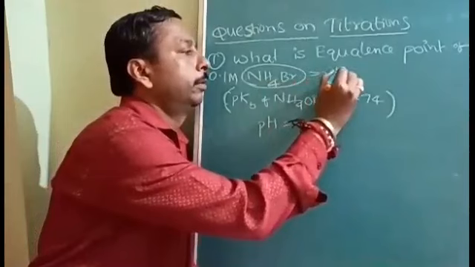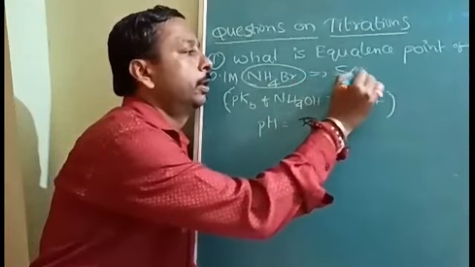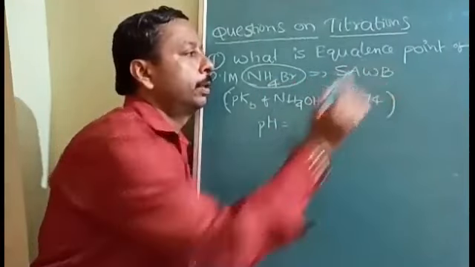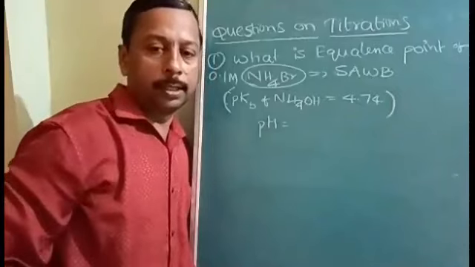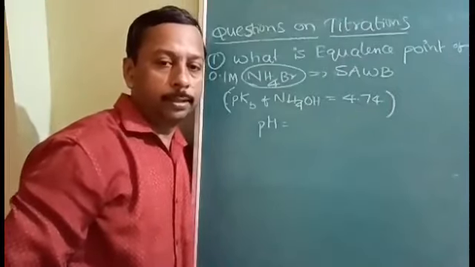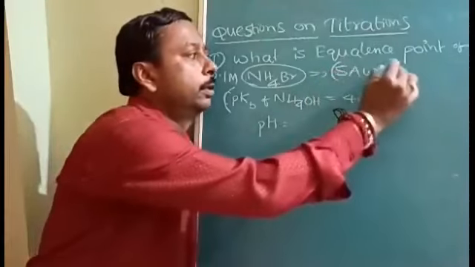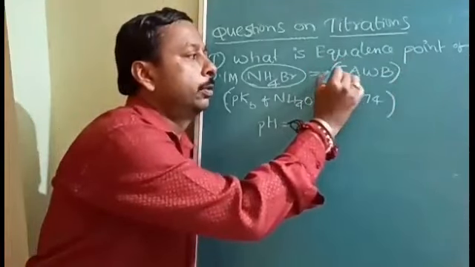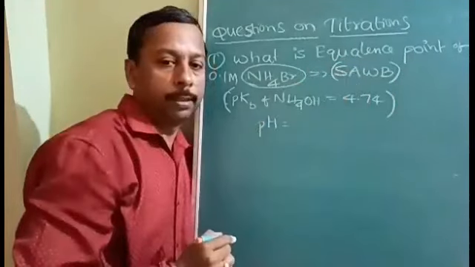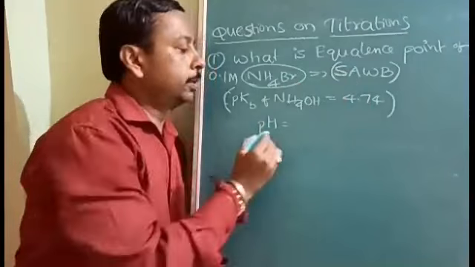It is a strong acid, weak base salt. It is a salt of what? Strong acid and weak base. It is a salt of strong acid and weak base. Okay, so pH can be determined.